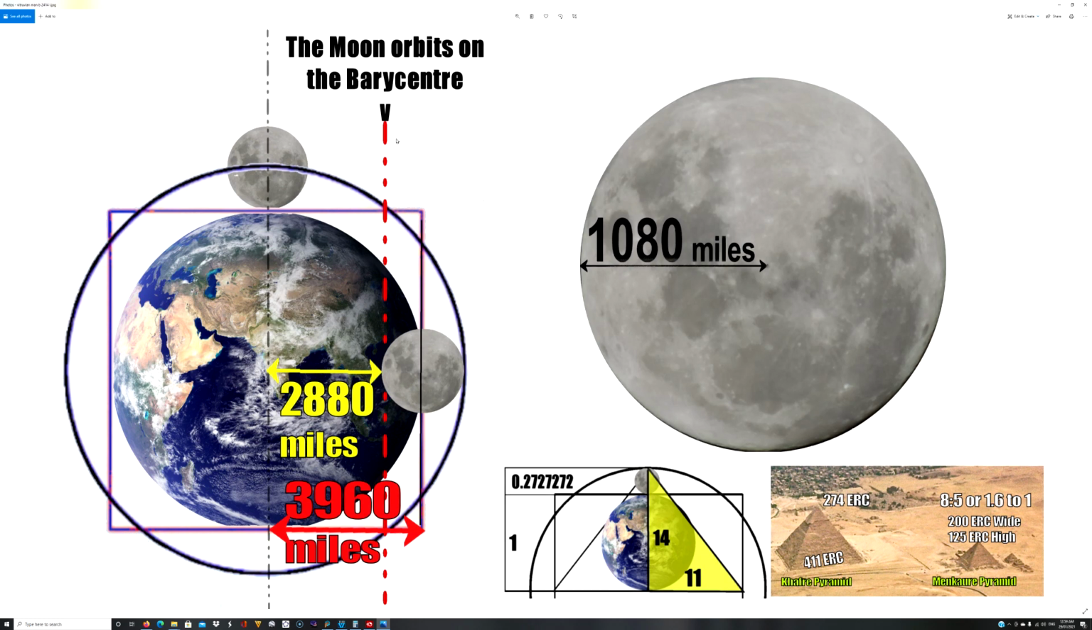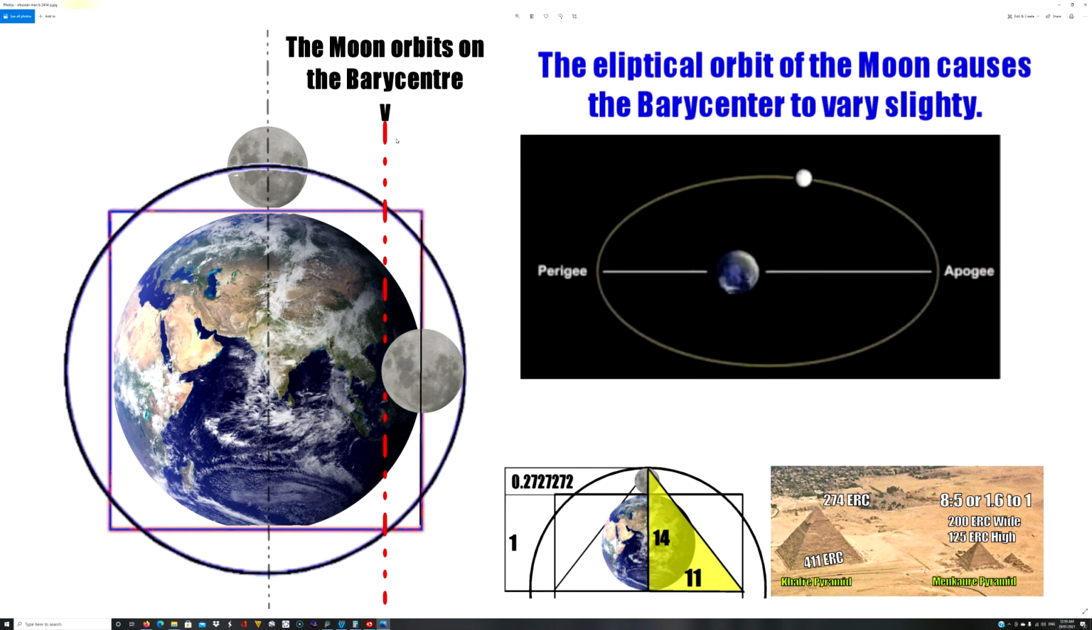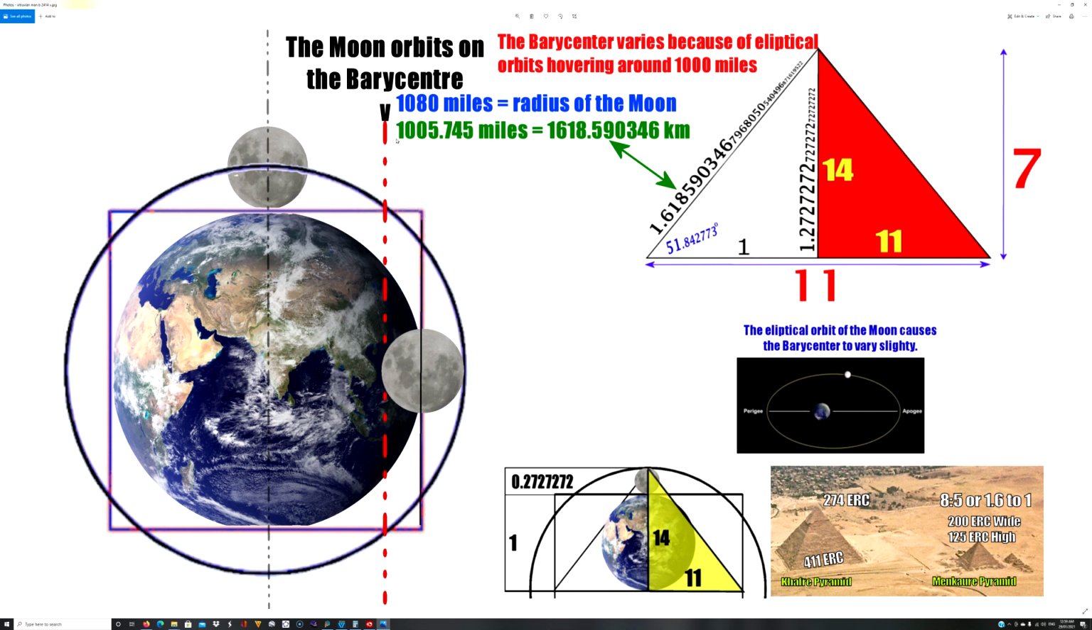So it's also interesting to note that the barycenter is 2,880 miles below the surface. I've got some videos on 288 and just how it pops up everywhere. Okay, now again, elliptical nature of things. I already mentioned before that the barycenter will pass through precisely 5 times 1,000 kilometers amongst those other points as well. And again, that's the half base to the slope of the pyramid.